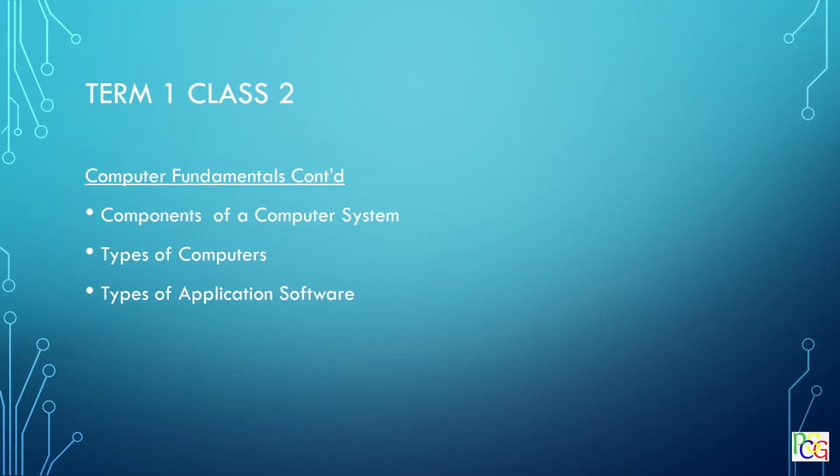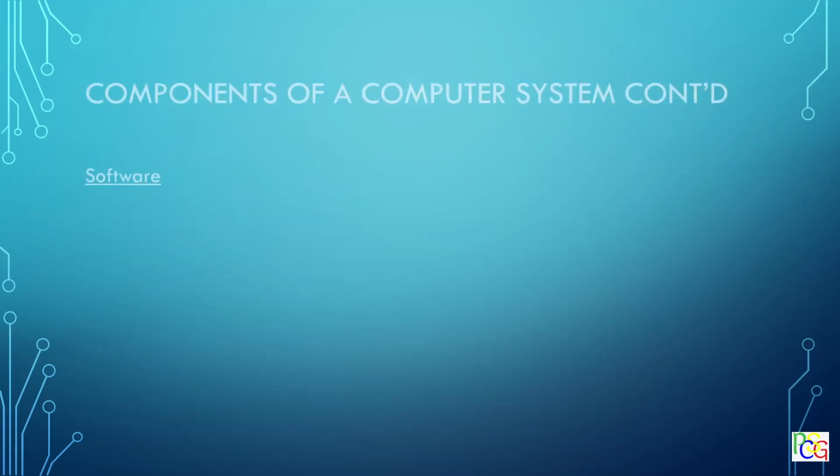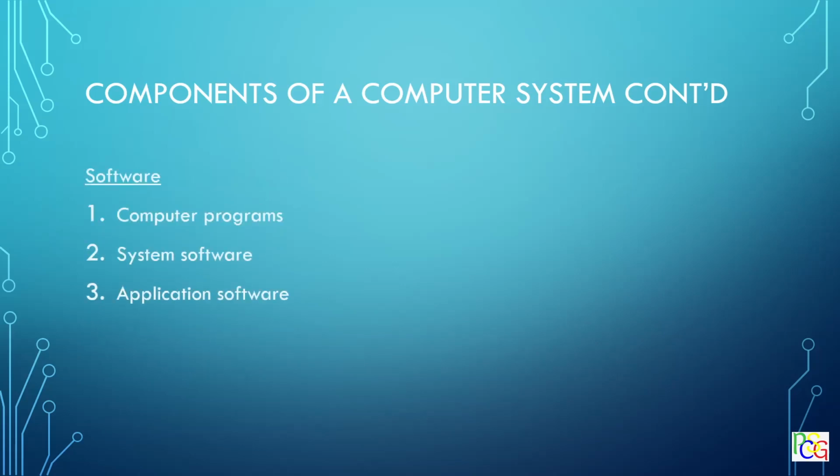So now we're going to continue components of a computer system. We finished hardware. We're going to do software this time. And then we're going to go through types of computers and types of application software. So let's start off with software. So there's three main types of software. Those are computer programs, system software, and application software.